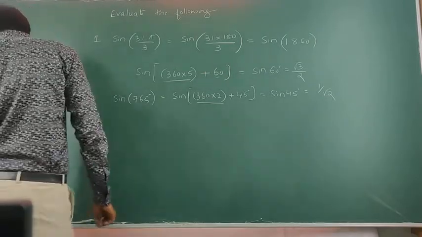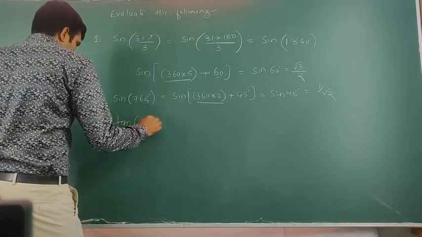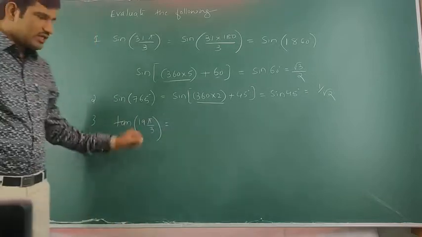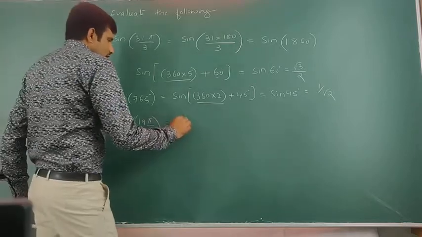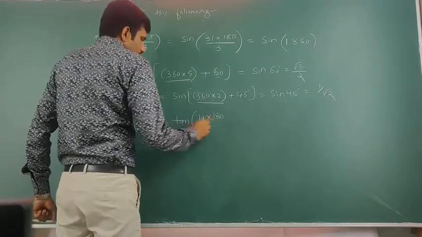So then third one. Tell me the answer for this: tan of 19 pi by 3. Tan of 19 pi by 3. So first convert in degrees. So tan of 19 into pi. What is pi? 180 degree divided by 3.